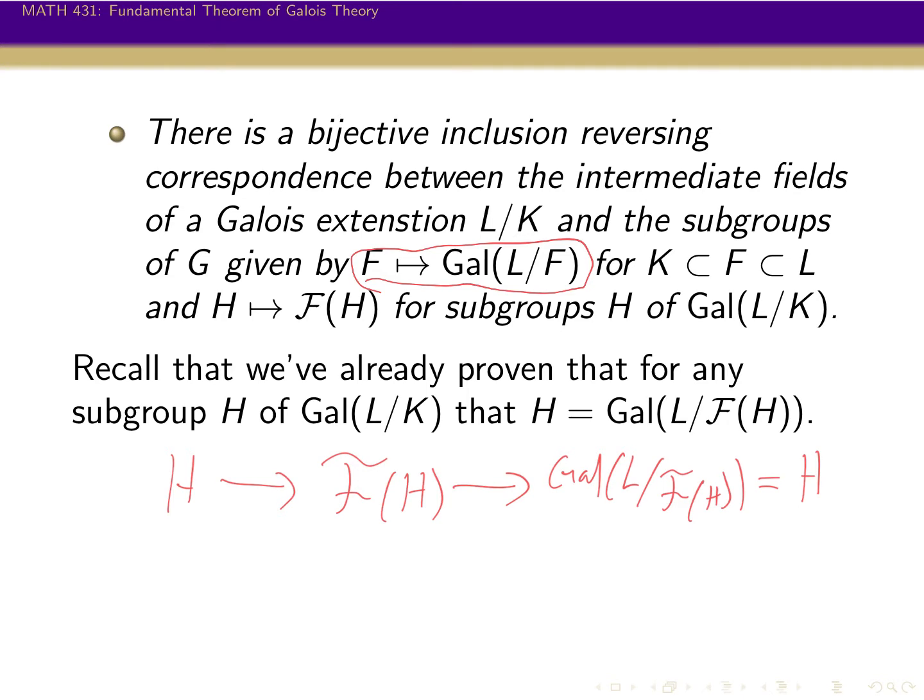Okay, and so this tells us that this has to be a one-to-one map for H, because when you send it through and send it back, it has to get back to H, exactly to H again.